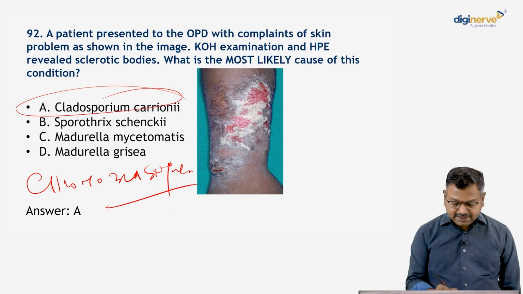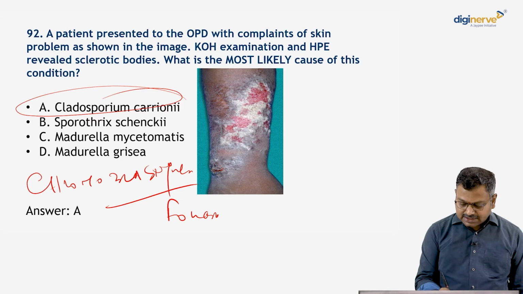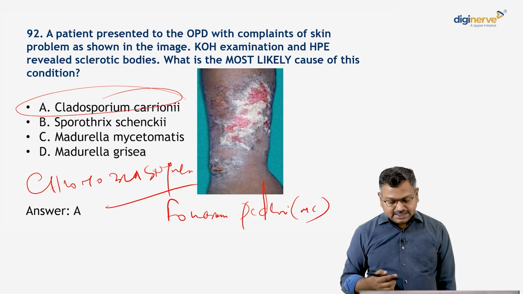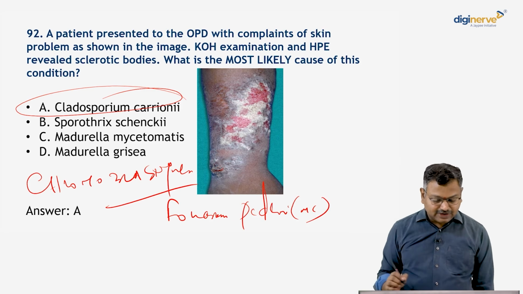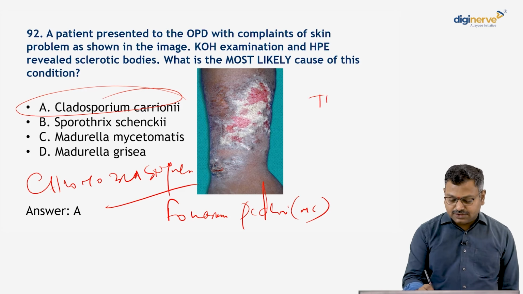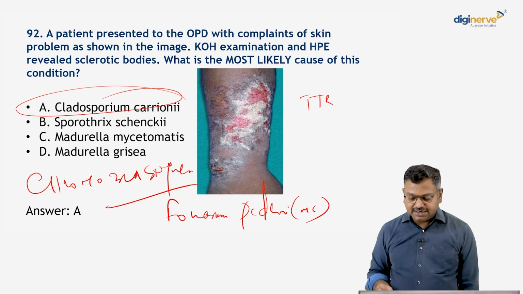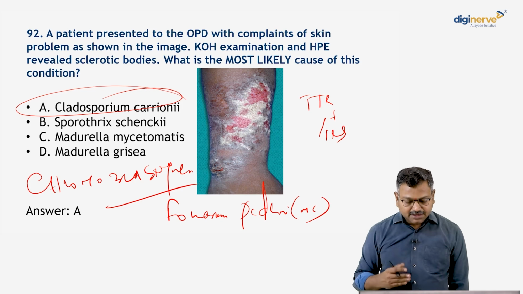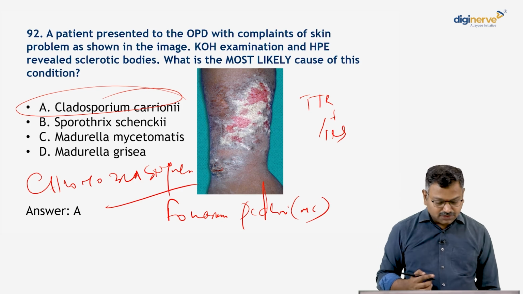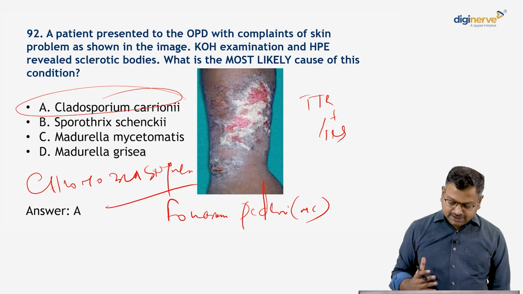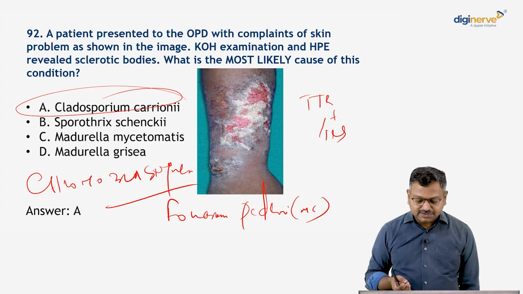It can also be seen with one more organism called Fonsecaea pedrosoi. This is the most common, and Cladosporium is the second most common organism. So sclerotic body is classical of chromoblastomycosis. The treatment of choice is itraconazole. We give a combination of itraconazole and terbinafine. You require surgical debridement also. Sporothrix schenckii will have lymphocutaneous spread, no sclerotic bodies. Madurella would generally have sulfur granules.